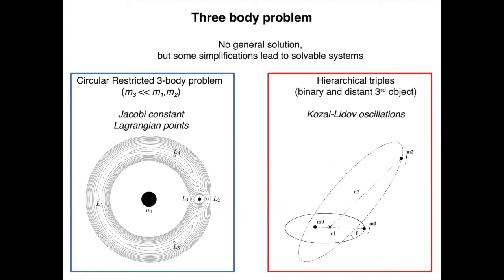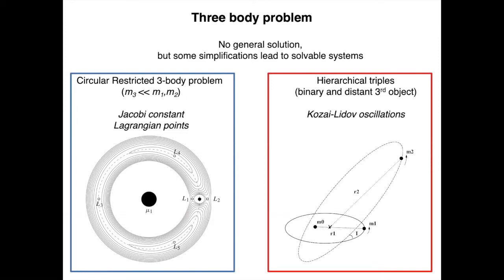One of them is the circular restricted three-body problem, which you have when the third mass is much, much smaller than the other two masses. So essentially a test particle orbiting two other bodies. So you have a circular orbit, a two-body problem, and you add a massless test particle to it.